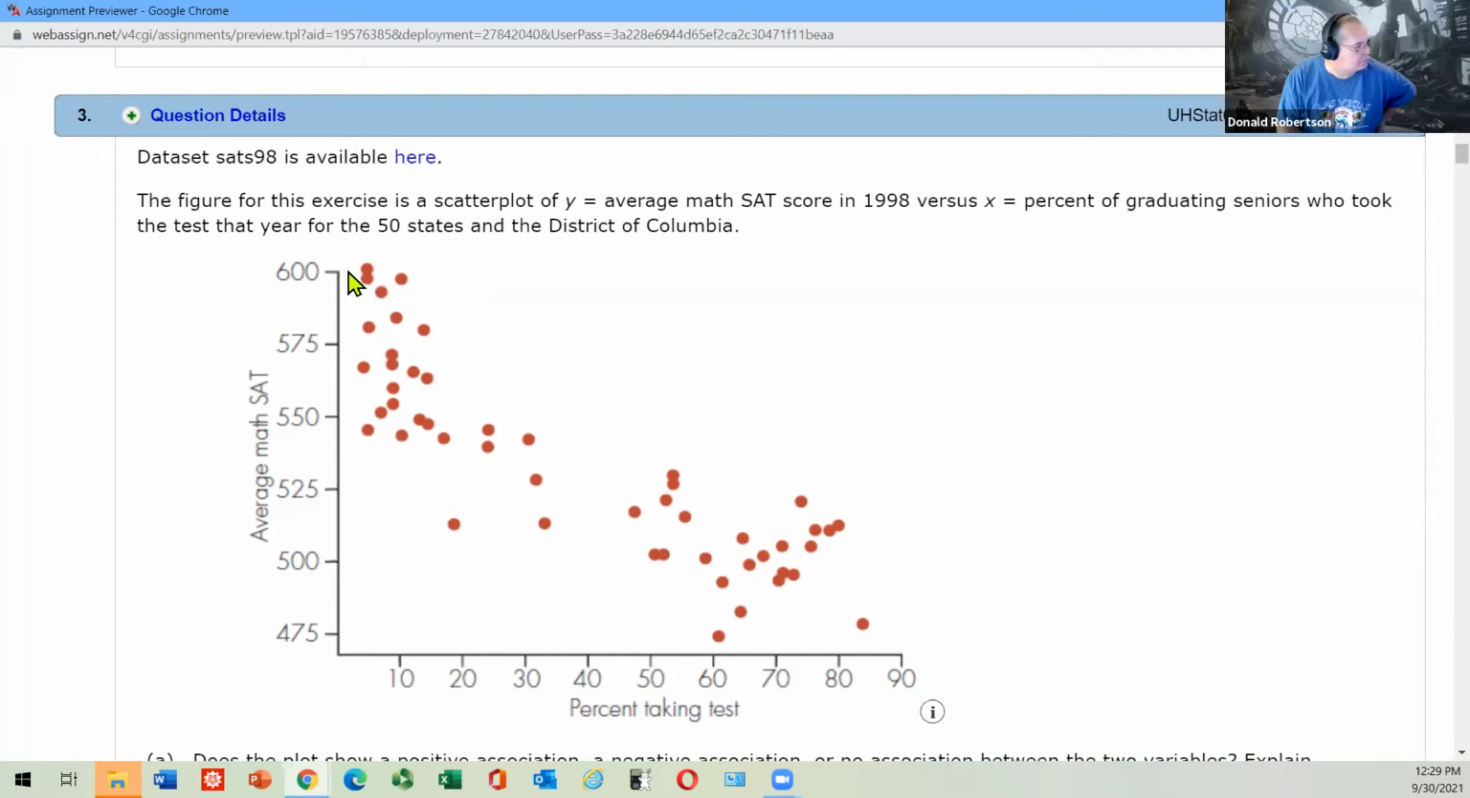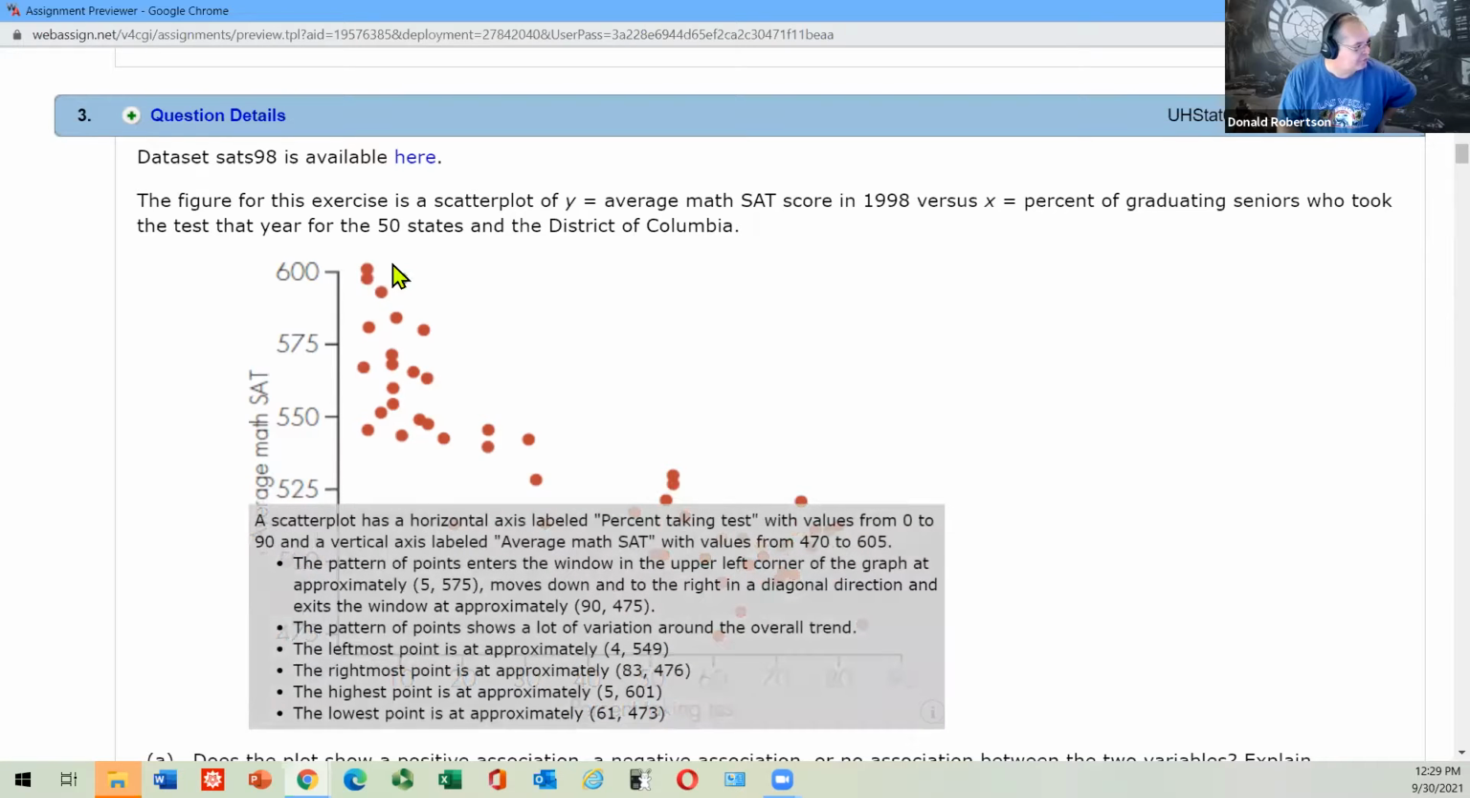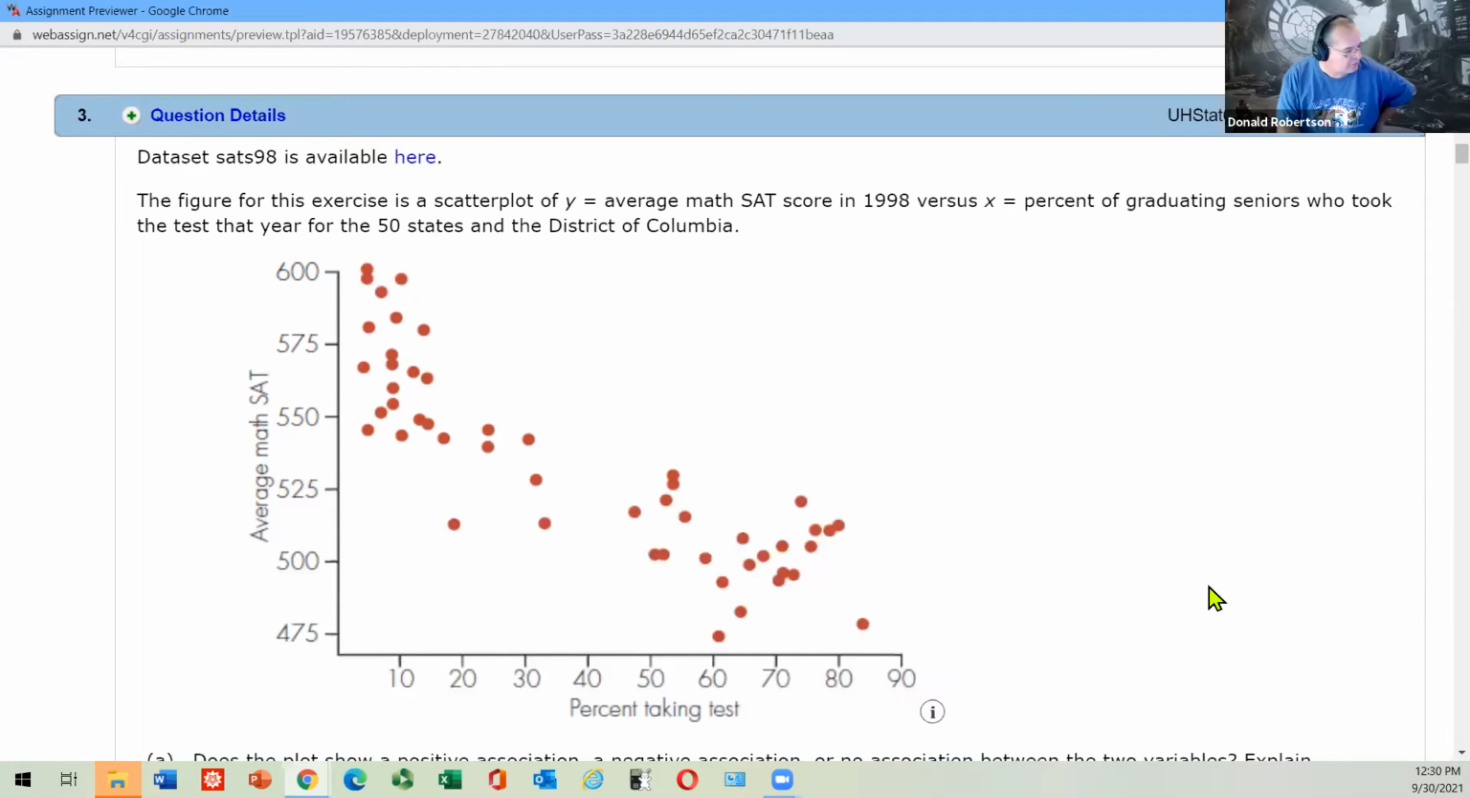See this dot way up here? Only about 4% of the people in that state take the SAT, but the average is just over 600, right? So do you understand how to read off all these little dots? Right. They've got their own questions, but I'm going to use mine. Looking at that data, positive or negative association? Negative. Yeah, isn't it? I know it's not great, but isn't it going downhill? Roughly. Can you see a downhill path?